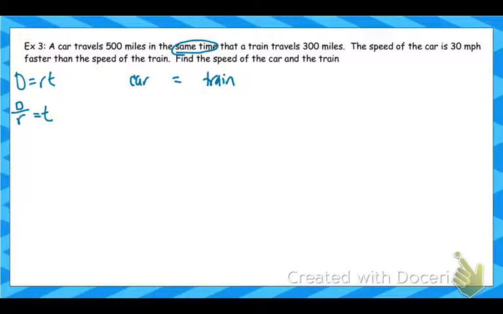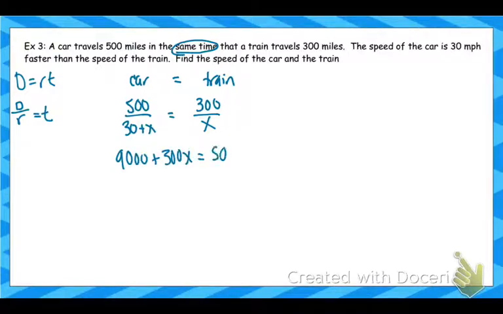So let's go ahead and find the car's distance divided by the car's rate. The car's distance is 500 miles. The car's rate we don't know. What we do know is that the rate of the car is 30 miles per hour faster than the train. All right, then let's look at the train. The train's distance that's equivalent to the car is 300 miles, and the rate that it's going is x. We don't know what it is. At this point, you have your rational equation. Let's go ahead and solve. So that would give me 9,000 plus 300x is equal to 500x.